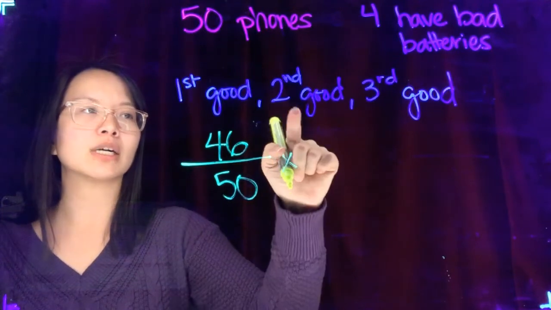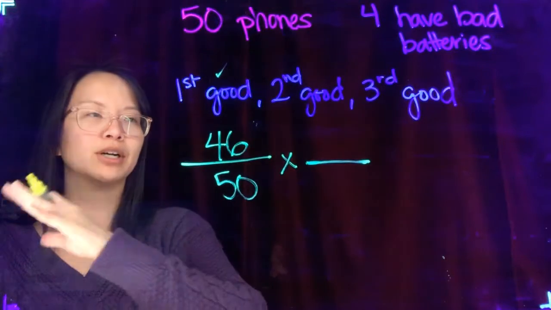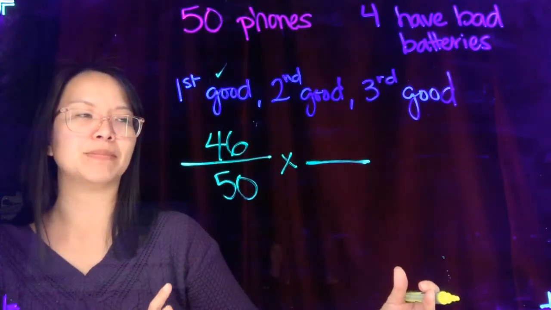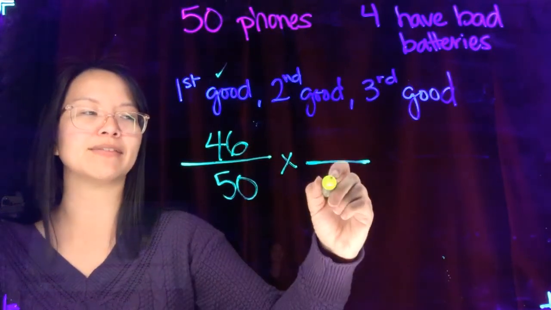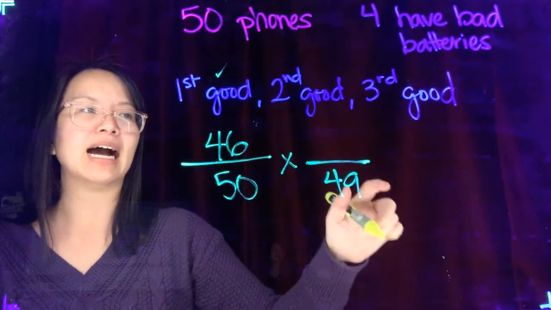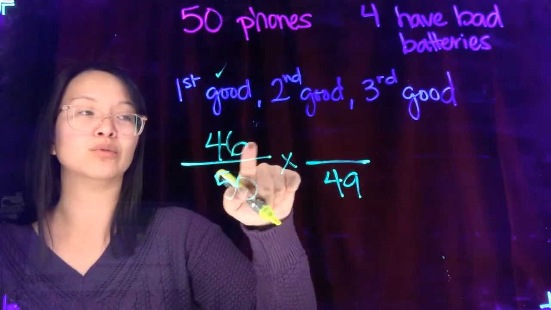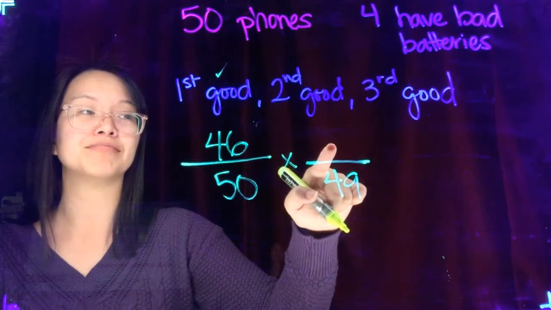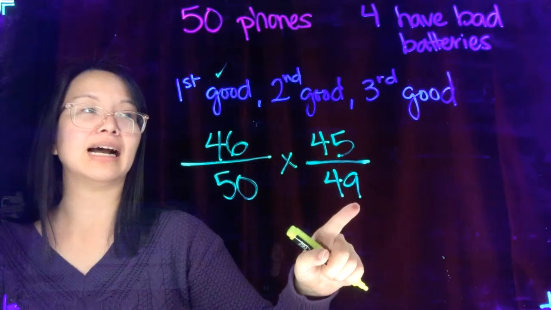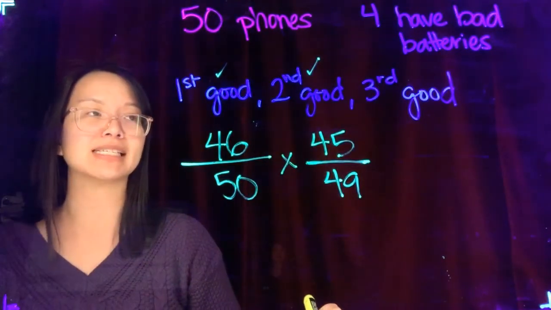And then for our second draw, right, so imagine I've already taken out one phone, put it over on the side, and that'll leave me with how many in the pile, right? I've taken one out, that means I've got 49 left in the pile. And again, I'm still interested in good, but I've already taken out one good phone, so how many good phones are left? That's going to be 45. And then now I've got that second phone that's good, accounted for. I'll pick it up, set it aside.